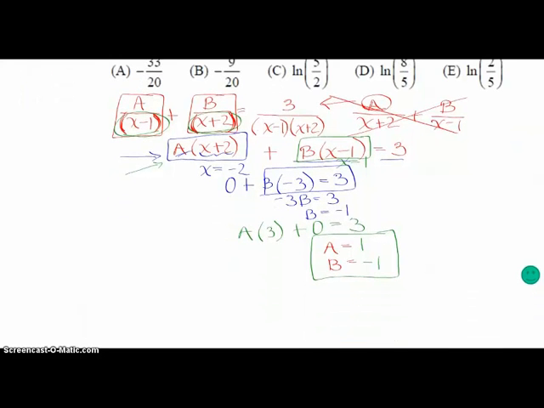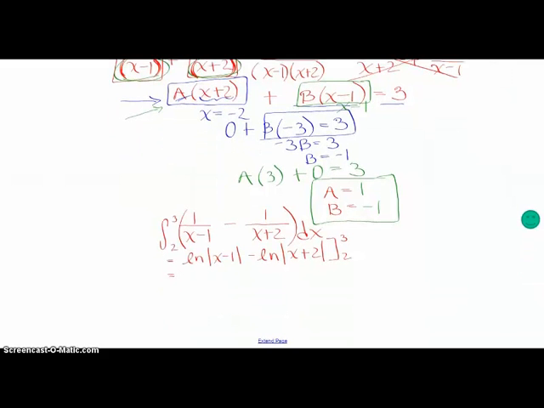So now we'll come down here, and I equivalently have the integral of 1 over x minus 1 plus a negative or minus a 1 over x plus 2 with respect to x, and we're integrating from 2 up to 3. So our antiderivative is the natural log of the absolute value of x minus 1 minus the natural log of the absolute value of x plus 2, and we're going to apply the fundamental theorem.